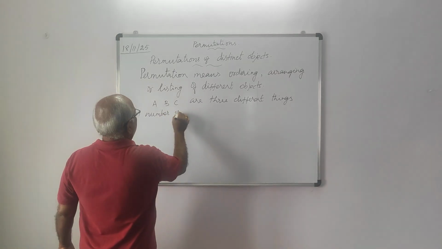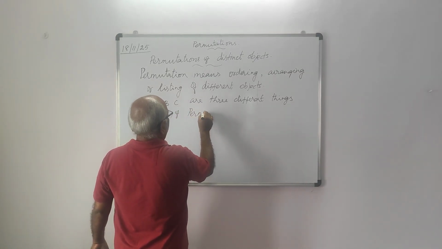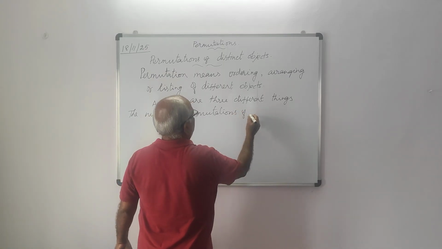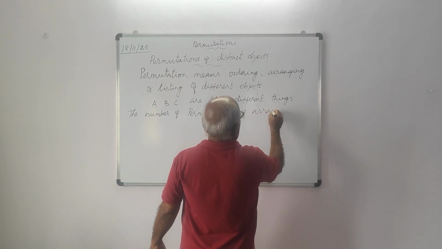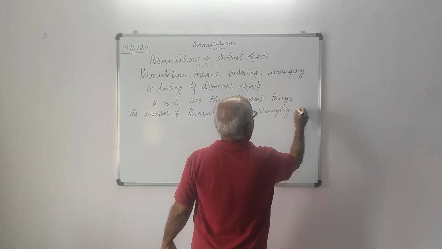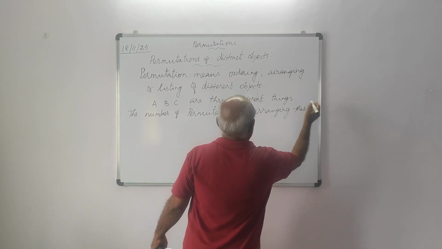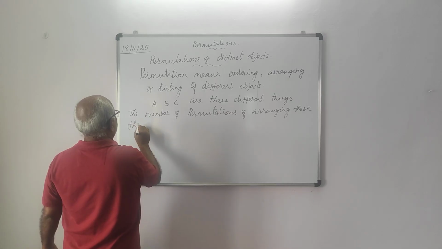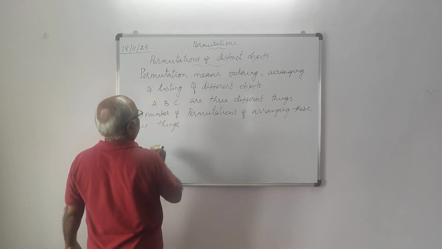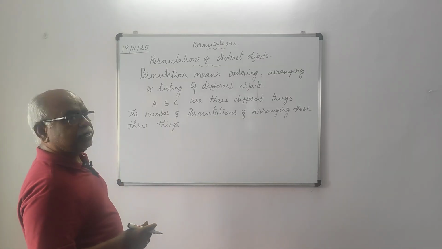The number of permutations of arranging these 3 different things. How many permutations are there?